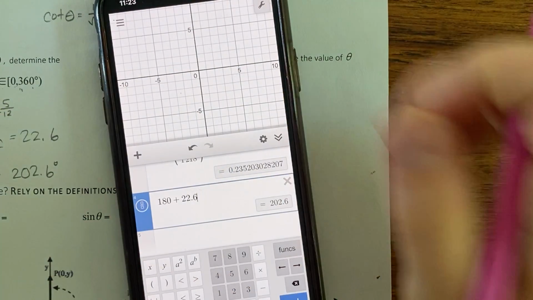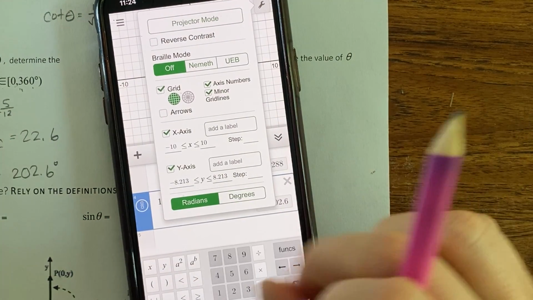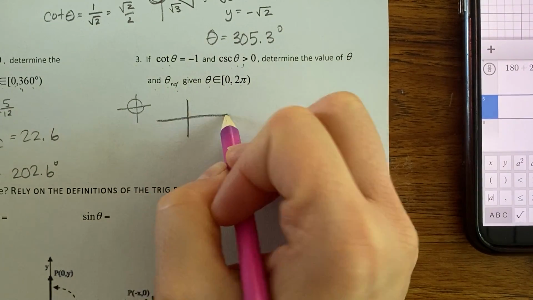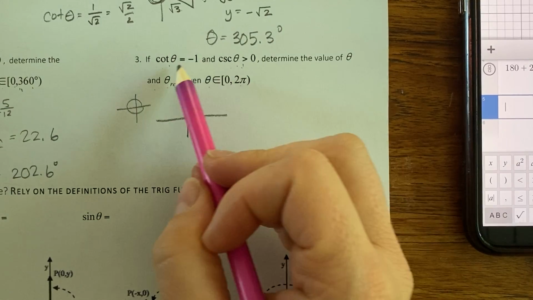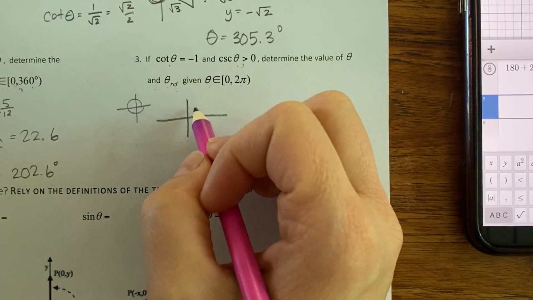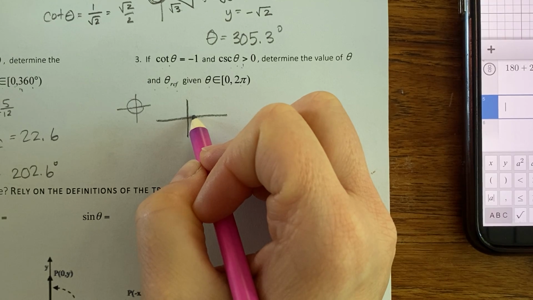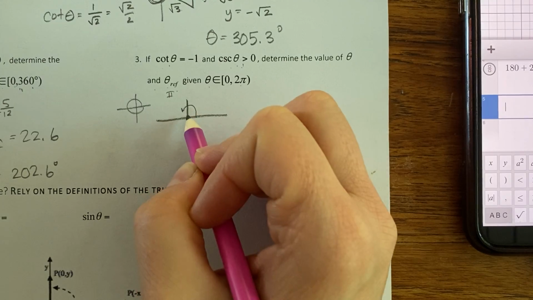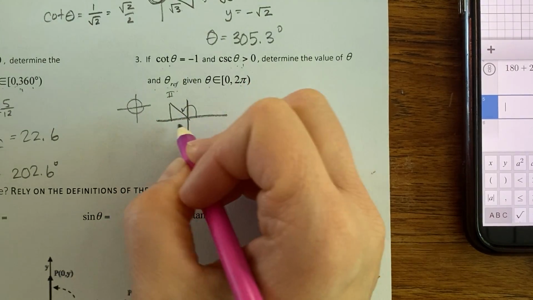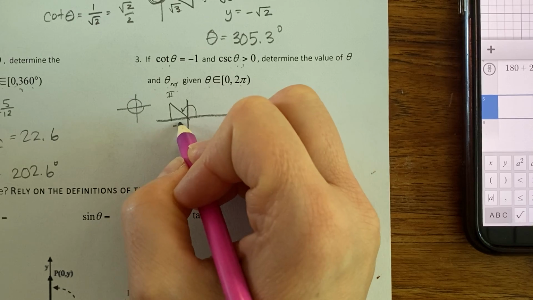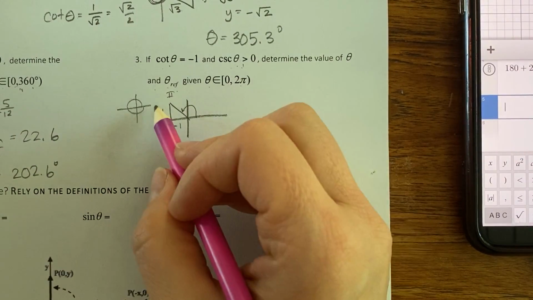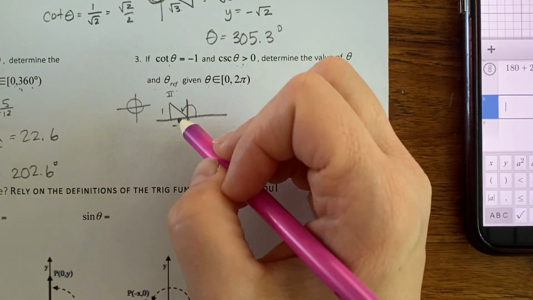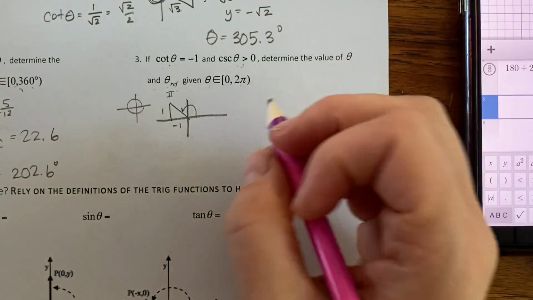So before I forget, I'm just going to switch over to radians. Okay. The cotangent is -1. And the cosecant and also the sine are positive. So we're over here. Now, if the cotangent is -1, that means this is -1 and that's +1, and that's going to reduce to -1. Technically, this could be 5 and -5 or 10 and -10. It doesn't matter because it's a ratio that we're looking at.